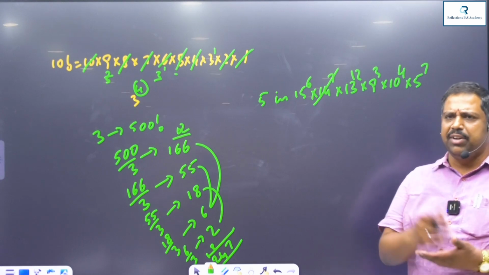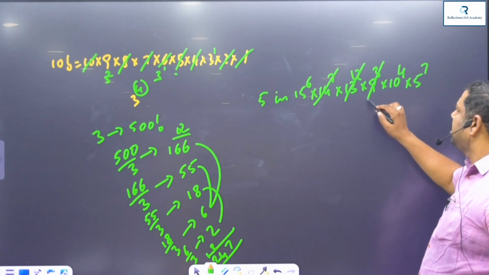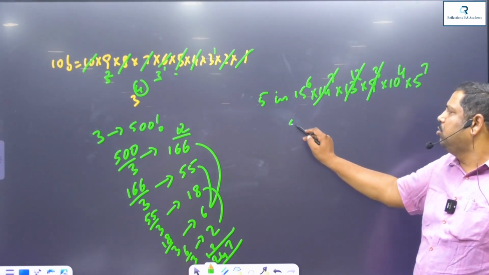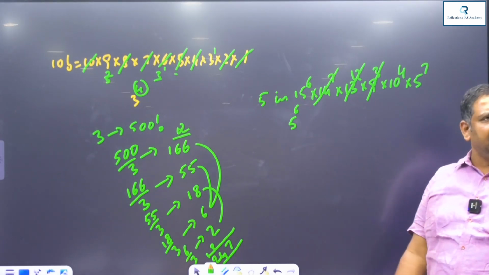14 can't be written as 5 into something, right or wrong? So leave it. 13 you can't write, 9 you can't write, leave them. Okay. Now 15 means how much here? 5 into? 3 doesn't have 5 here. So 5 power 6, that's it. The 3 I left it.